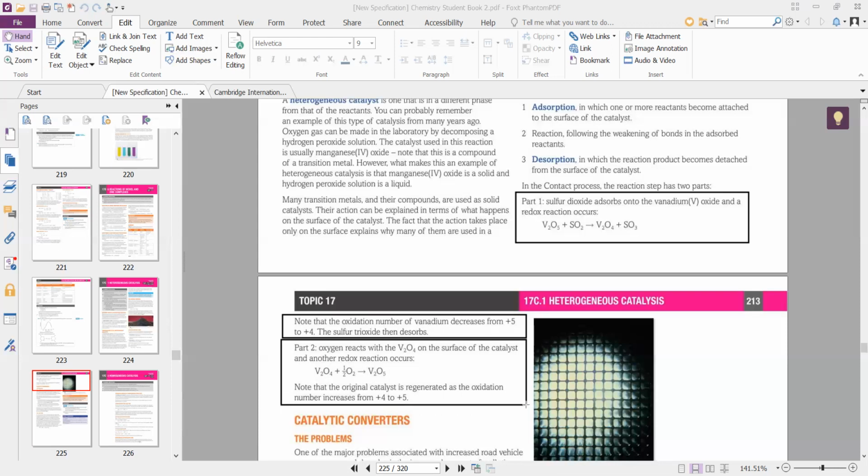Write down example number 2, vanadium 5 oxide V2O5 in the contact process. The contact process is the mechanism used to produce sulfuric acid.